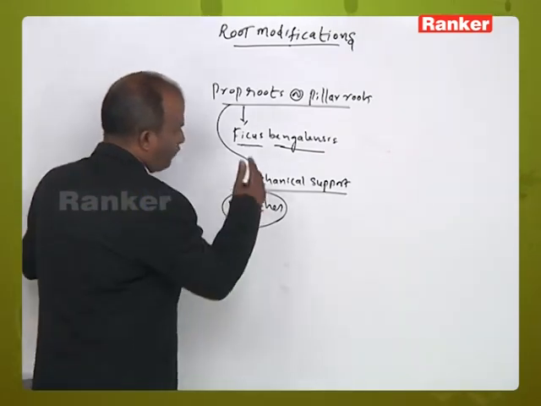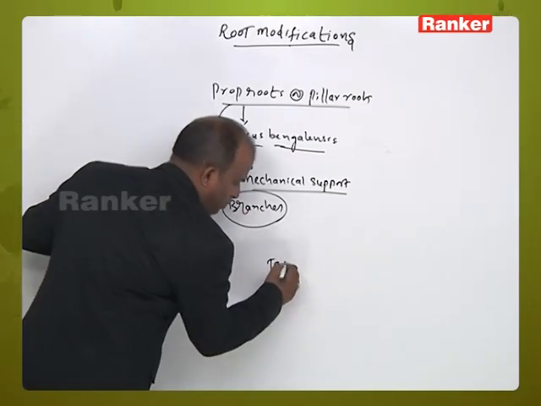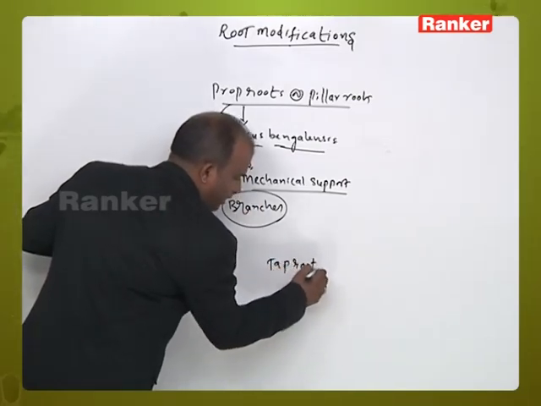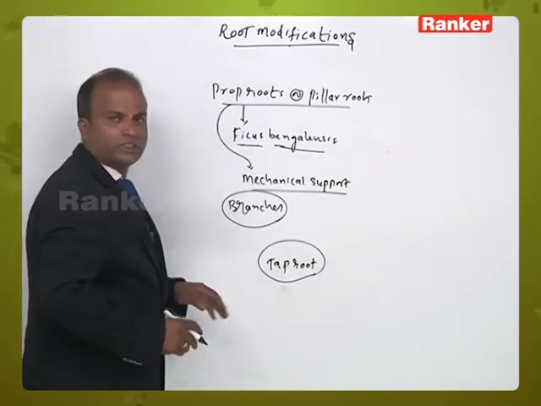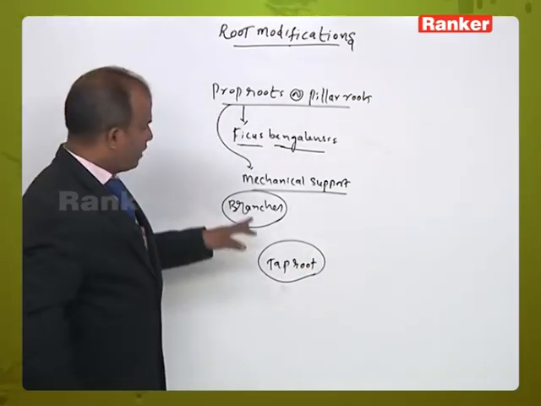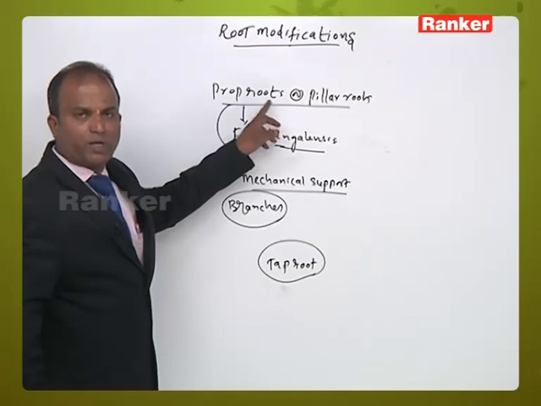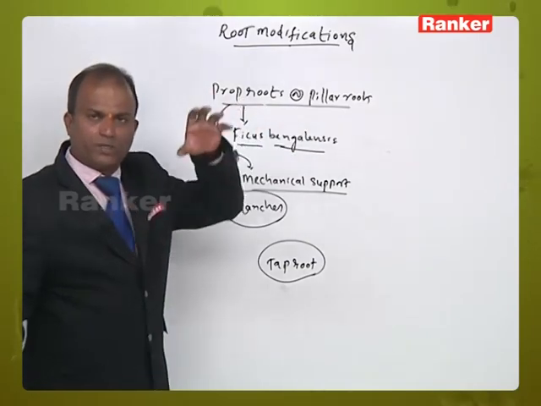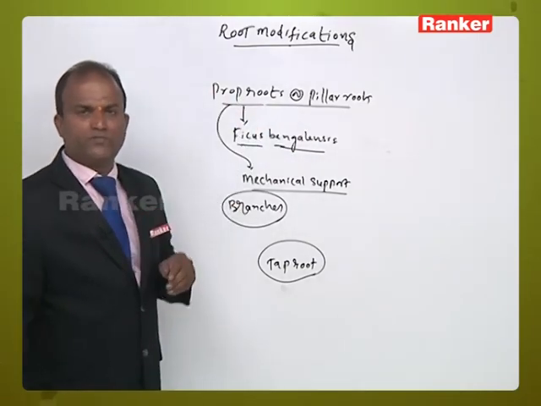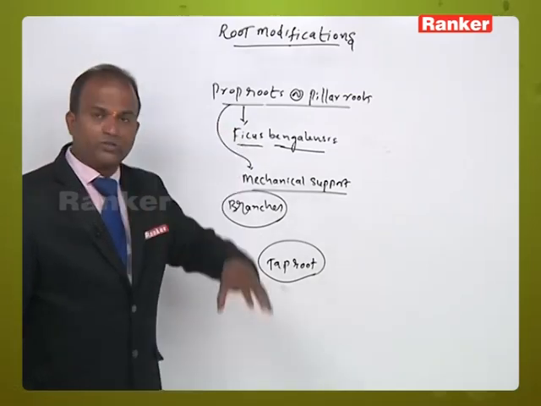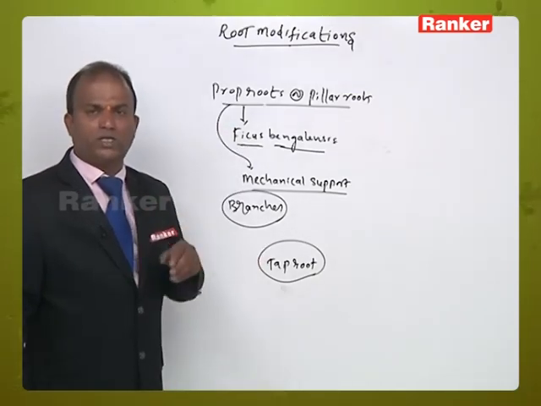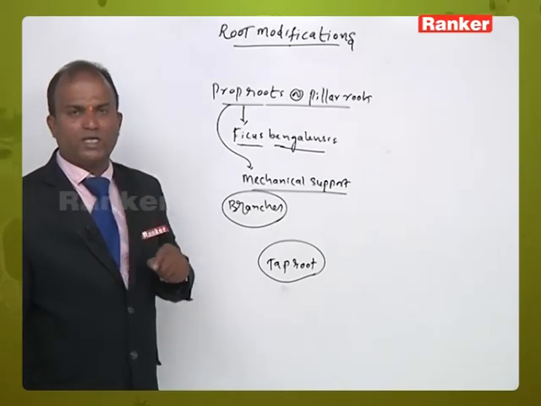That function is performed by the taproot system. Ficus bengalensis shows a taproot system, which can absorb water and minerals. But the prop roots or pillar roots develop from the branches, grow towards the soil, get penetrated into the soil, and give only mechanical support.